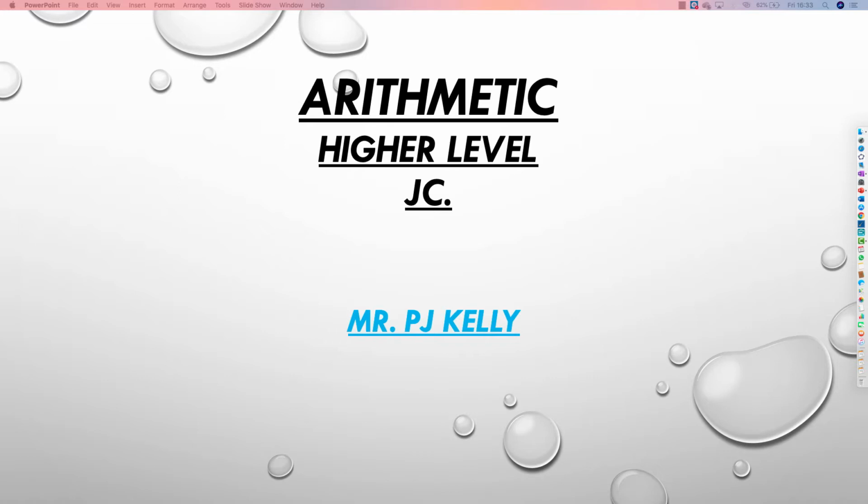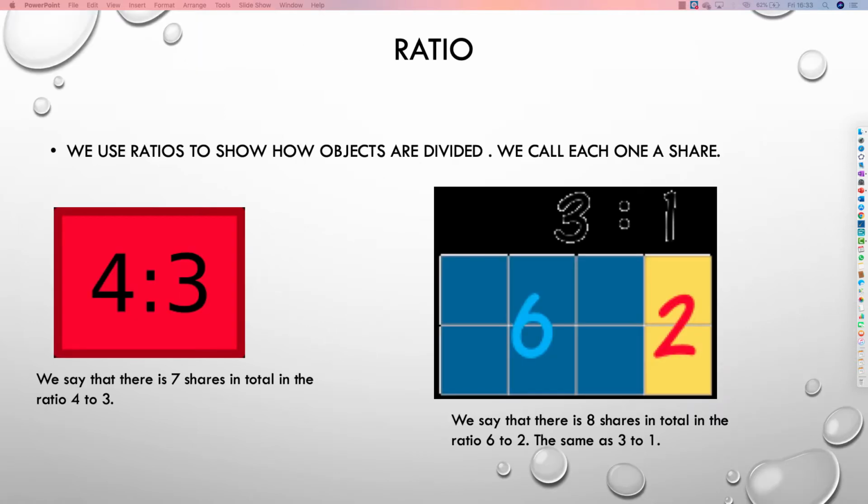So, arithmetic. Arithmetic is all to do with money. Okay? So, the first little thing on arithmetic is ratio. So we use ratios to show how objects are divided. We call each one a share.